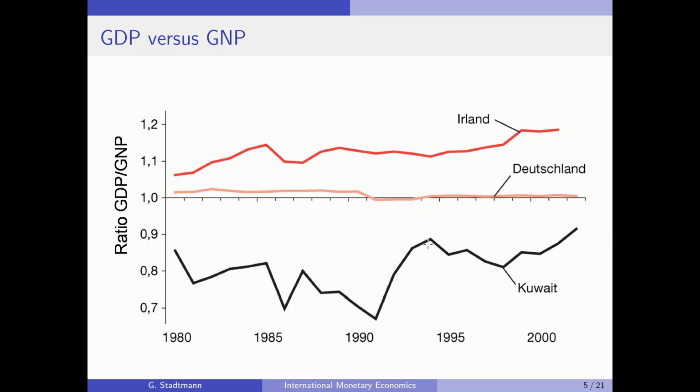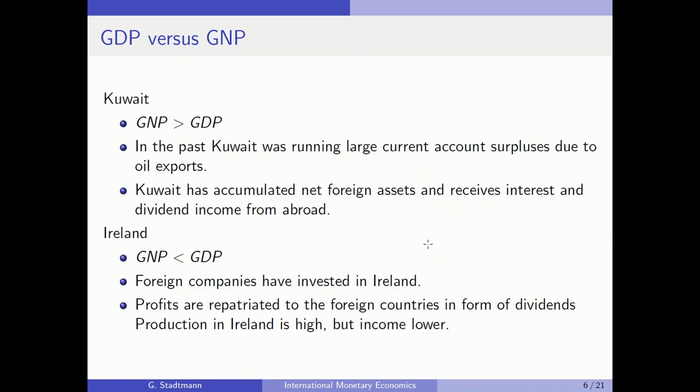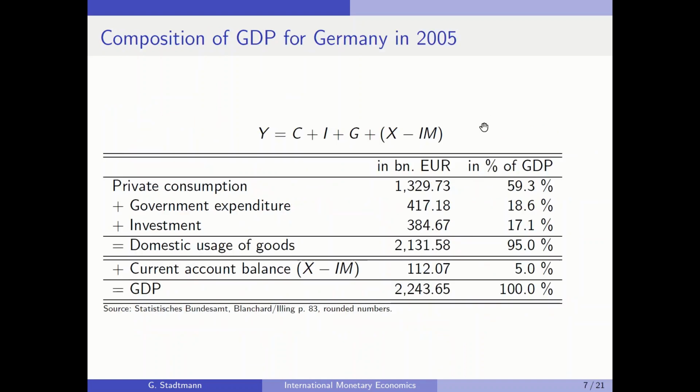Let's have a look at the composition of the German GDP in the year 2005. You can see here the different components: consumption, investment, government spending, and then the term in brackets. This is like the current account balance, net exports, so the difference between exports and imports.